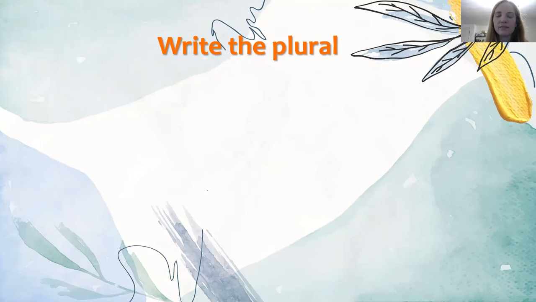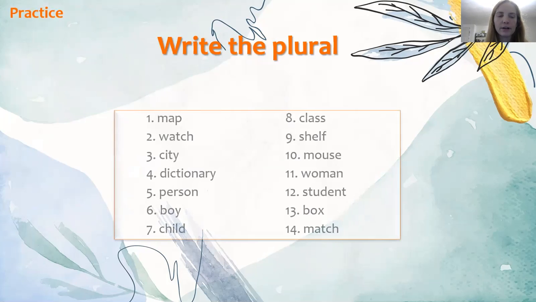And here's some more practice if you want to pause the screen and write down some of these for memory. So you can do your own practice by writing these down and trying to figure out how to make them plural based on the 6 rules that I just gave you. Map will become maps, watch becomes watches, city becomes cities, dictionary becomes dictionaries, person becomes people.